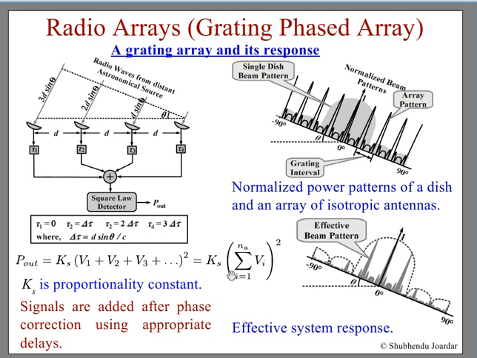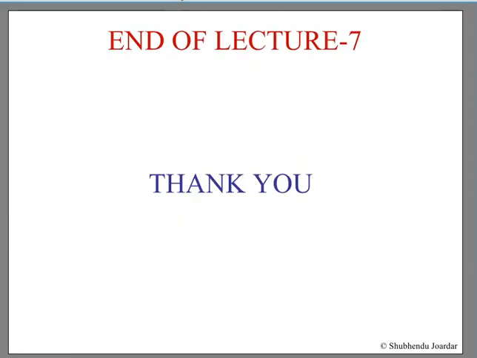P out, you can see, is the summation of the voltages produced by each one of them, squared. The proportionality constant is this. Okay, we come to the end of this lecture.